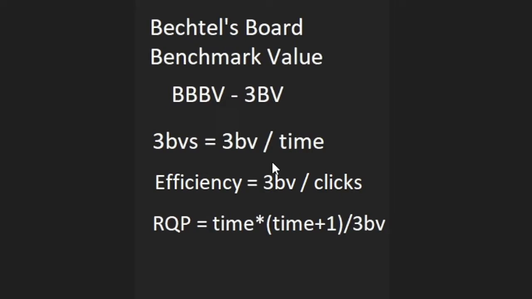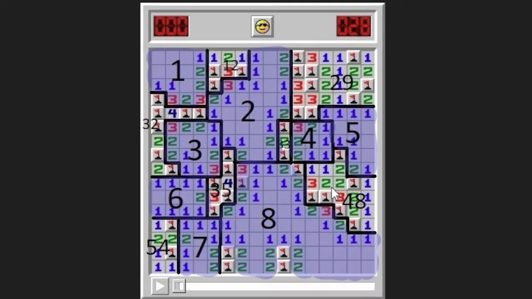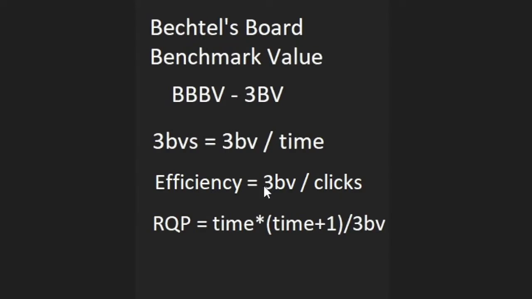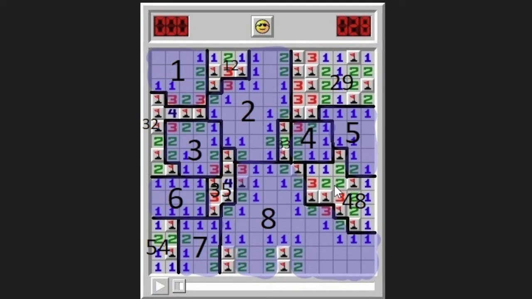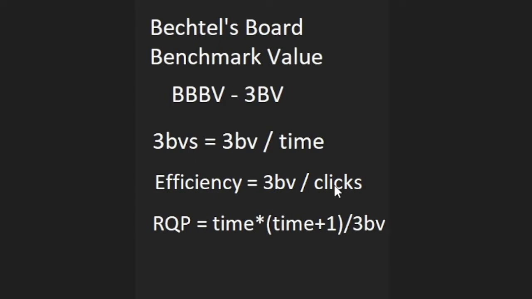And then there's also efficiency that people like to go for. And the way that's calculated is your 3BV divided by clicks. So, for example, if you weren't playing with any flags and you beat this board in 54 clicks, you would have 54 3BV divided by 54 clicks, and you'd have 100% efficiency. And if you play really cleverly, if you use flags and chords, you can get over 100% efficiency by beating a board that is 50 3BV but using only 45 clicks.